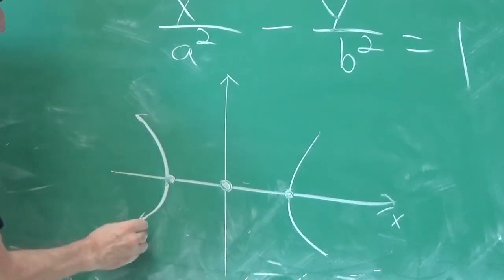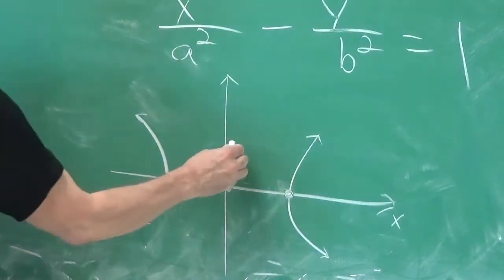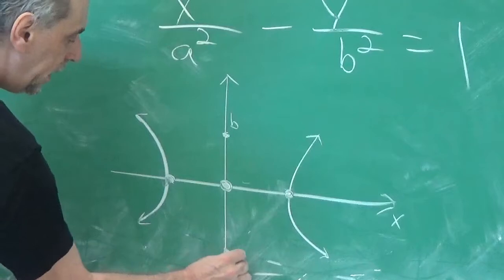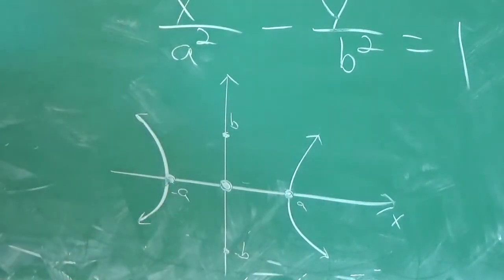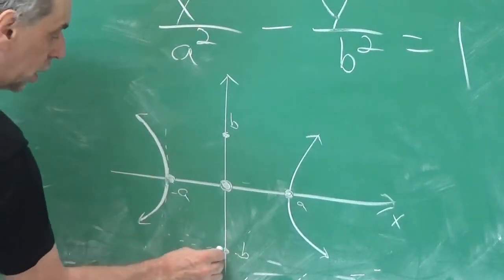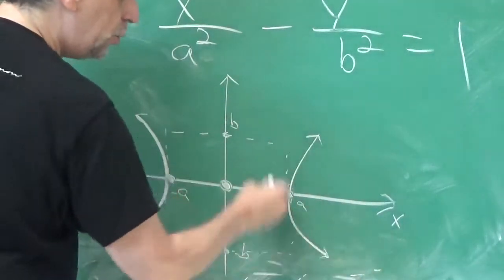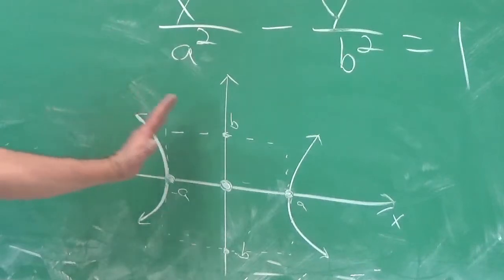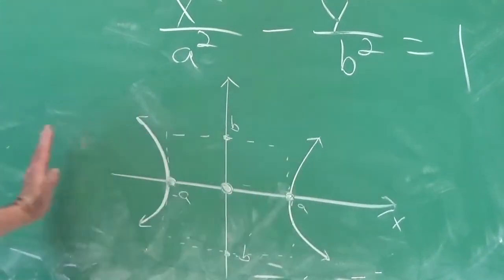And the b value is a guide, so the b value goes up here, b and negative b. This is a and negative a. And we can draw a little box. What we're going to do eventually is draw a little rectangle as a guide to draw the hyperbola. We'll get into that more. But the a value tells you, in this case, if it's under the x, then the hyperbola looks like this.